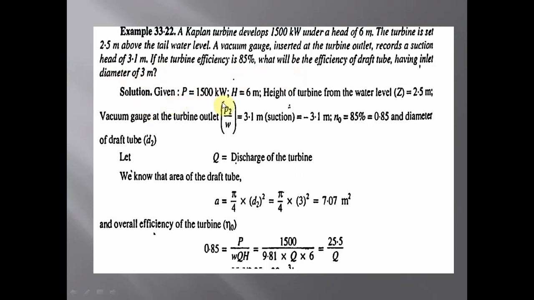Given P is equal to 1500 kilowatt, H is 6 meters. Height of turbine above the tail water level is 2.5 meters. Vacuum gauge at the turbine outlet is P2 upon W, 3.1 meters. Turbine efficiency is equal to 85%, 0.85, and the diameter of the draft tube inlet is 3 meters.